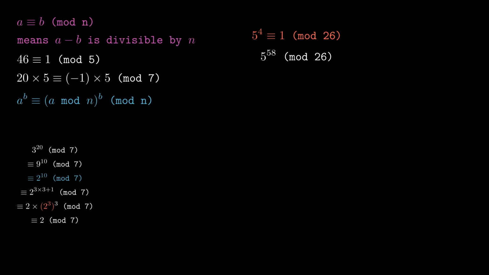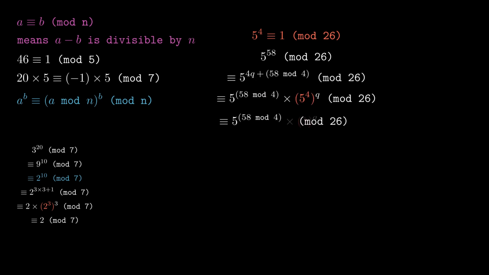So, using the same trick as before, we can write 58 as a multiple of 4 plus some remainder. In other words, 4 times some integer q plus the remainder, which is 58 mod 4. Note that here we aren't caring about the specific value of q. Then, similar to the previous example, we can use some exponent rules. In the end, we get 5 to the 58 is congruent to 5 to the 58 mod 4 mod 26.